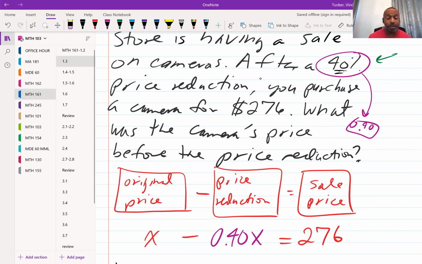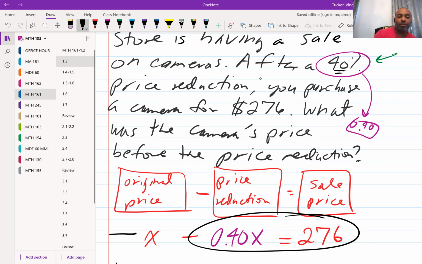So that's how we got 0.40. Now, whenever you're doing percentage of something, very rarely do you have a situation where your percentage will stand alone. So we have the 40% of something. Now, none of this existed before the original price.